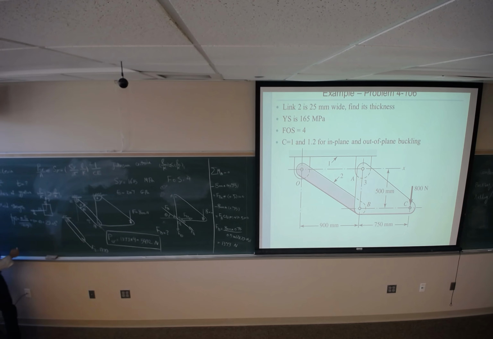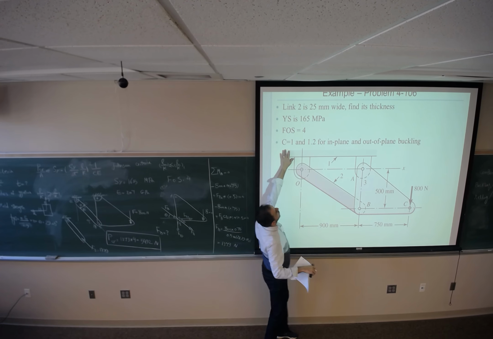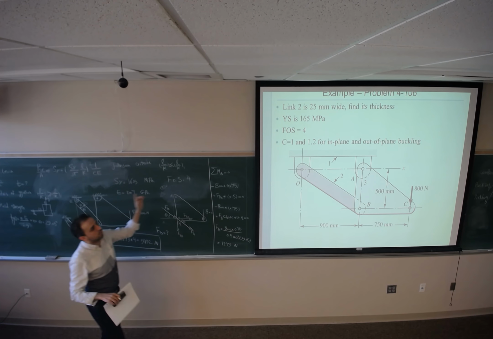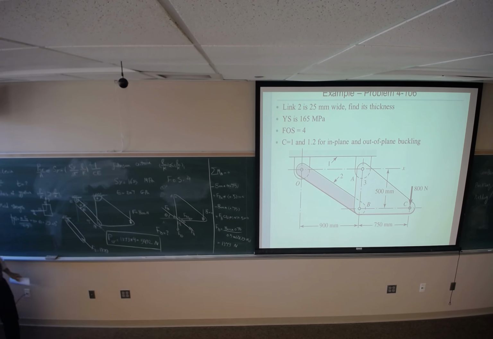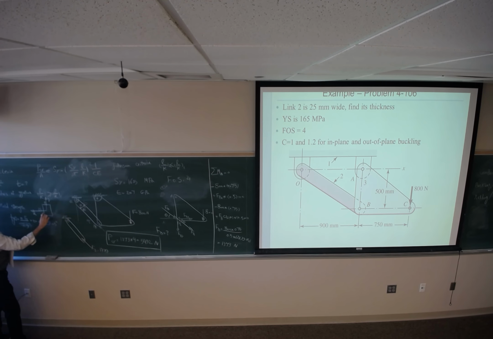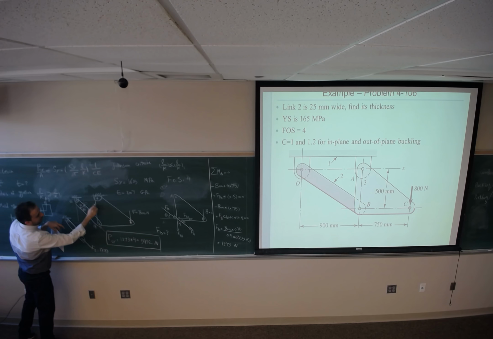Good? Any questions so far? All right. Here you see I provided two values for C. C equals 1 for in-plane buckling, and 1.2 for out-of-plane. What do I mean by in plane? In plane means, if you look at this bar, and this is a cross section, the buckling occurs about the z-axis. So we are going to have something like this.